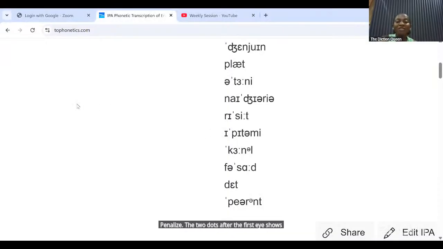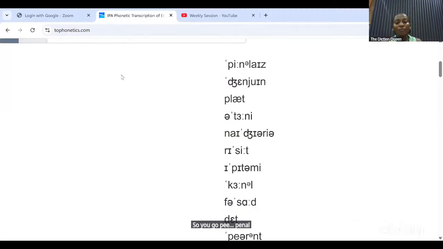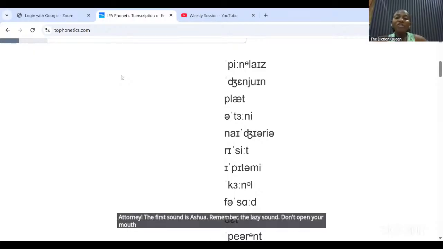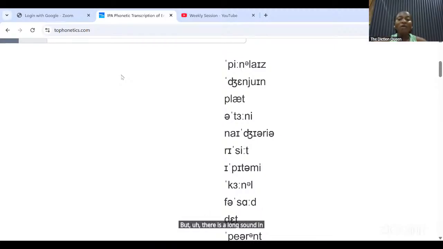Penalize. The 2 dots after the first I show that the first I is a long vowel. So you go P, penalize. Genuine, there is no long vowel in genuine. Plat, there is no long vowel in plat. Attorney, the first sound is a schwa. Remember the lazy sound. Don't open your mouth. There is a long sound in the second syllable. Attorney, Nigeria. Receipt, there is a long sound in seed. Epitome, kernel, there is a long sound in the first syllable, and there is the schwa in the second syllable.